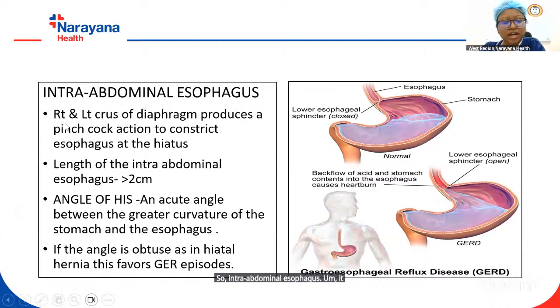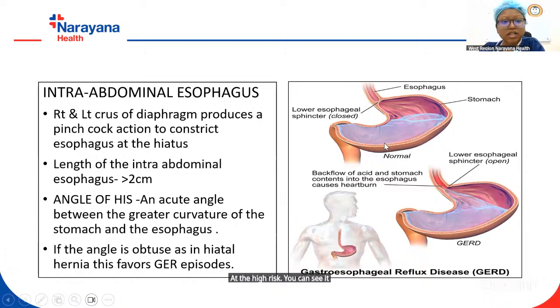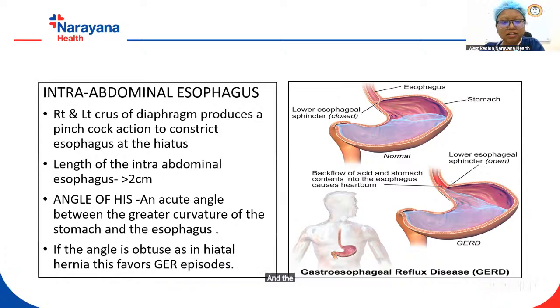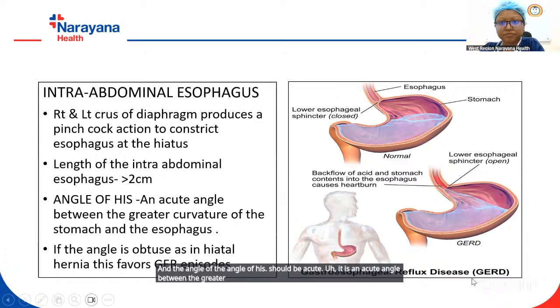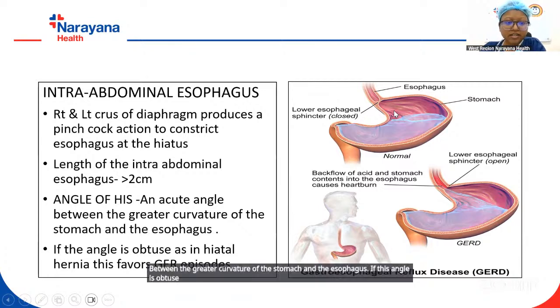The intra-abdominal esophagus consists of the right and left crus of the diaphragm, which produces a pinchcock action to constrict the esophagus at the hiatus. You can see it here. The length of the intra-abdominal esophagus should be equal to or more than 2 centimeters, and the angle of His should be acute. It is an acute angle between the greater curvature of the stomach and the esophagus. If this angle is obtuse, as in hiatus hernia, GER episodes can occur.